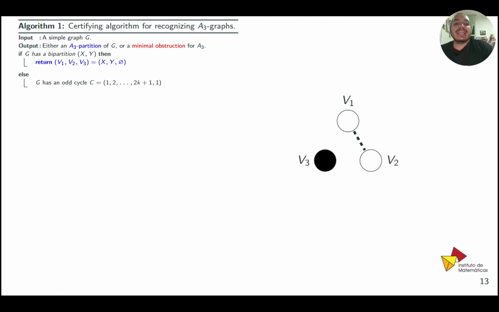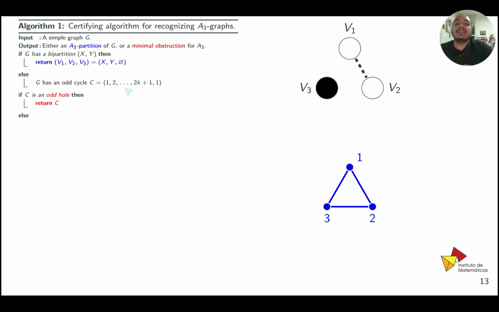If it is not, then it has an odd cycle, let's say C, with vertices 1, 2, 3, up to 2k plus 1, and returning to vertex 1. If this odd cycle C is long enough, if it has 5 or more vertices, then it is an odd hole, and in that case we can return it as a no certificate, because in this case the graph cannot be partitioned with the pattern A3, since an odd hole is a minimal obstruction for A3. Otherwise, if this cycle is not long enough, that means that this cycle has precisely 3 vertices. So we have a triangle, let's say with vertices 1, 2, and 3.